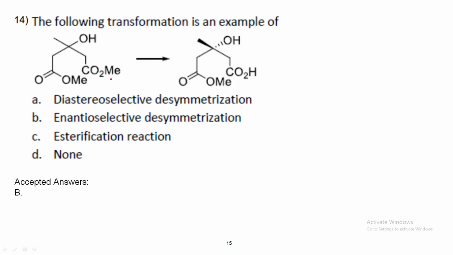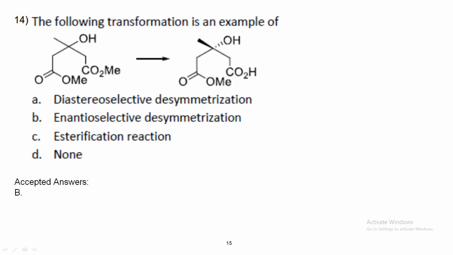So moving to the next problem. They are asking in which class this particular transformation stands. First is diastereoselective desymmetrization, and non-selective, or esterification, or none of them. So definitely not an esterification, because here what are we doing? Just doing the hydrolysis of this CO2 group and making it CO2H.